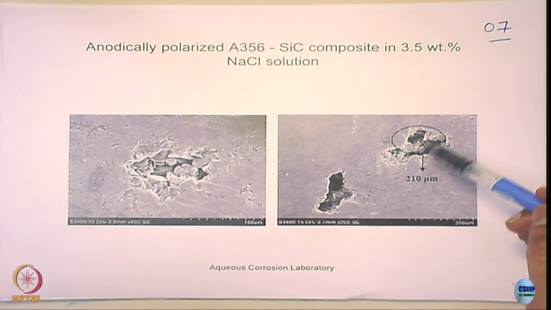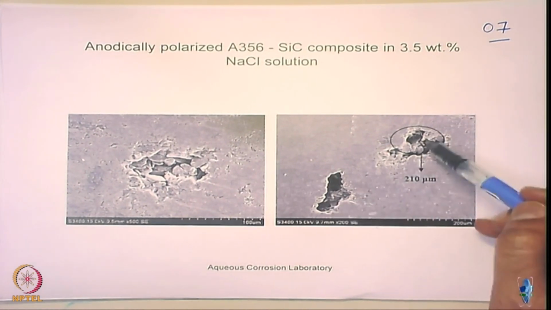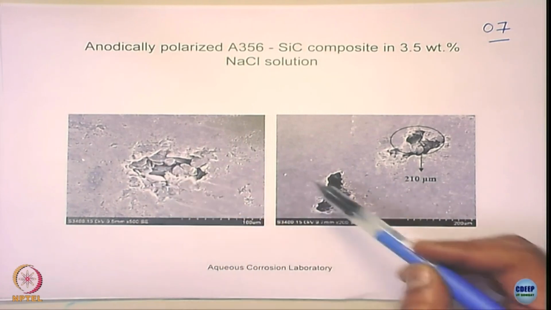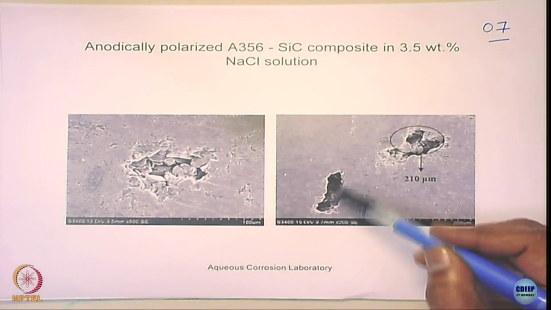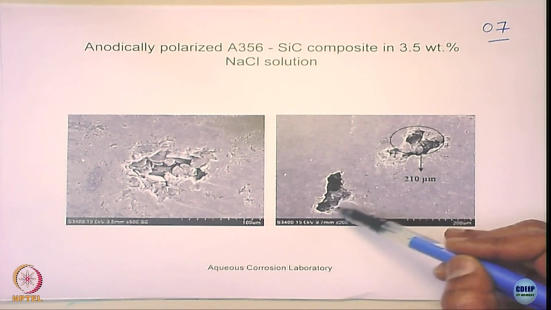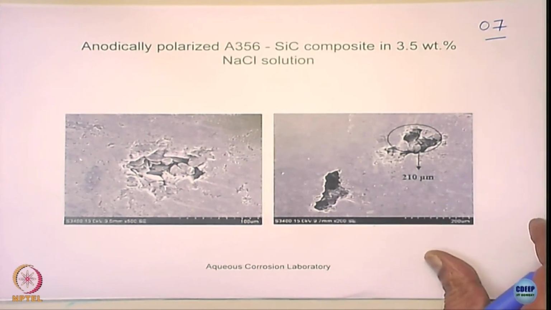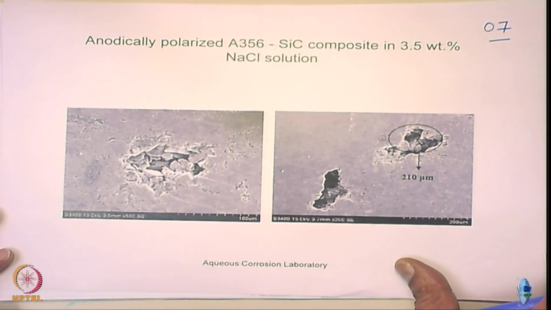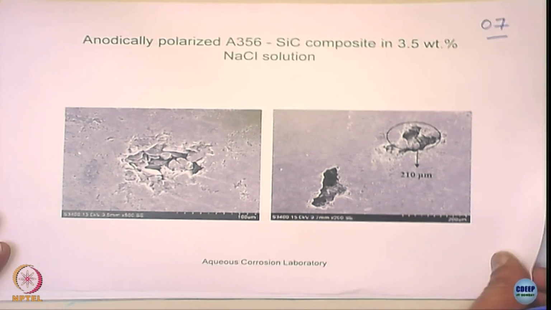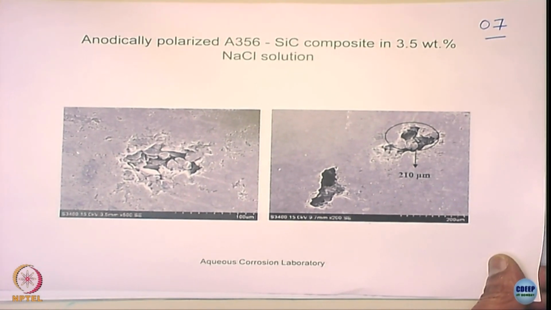So you can see that the pits are more complex. It takes the contour of some of these silicon carbides. Look at this shape. This follows the contour of the silicon carbide particles. So you can have an irregular pit based on the microstructure of the material actually. That means the metallurgy also plays a very important role in pitting of steels and other alloys.